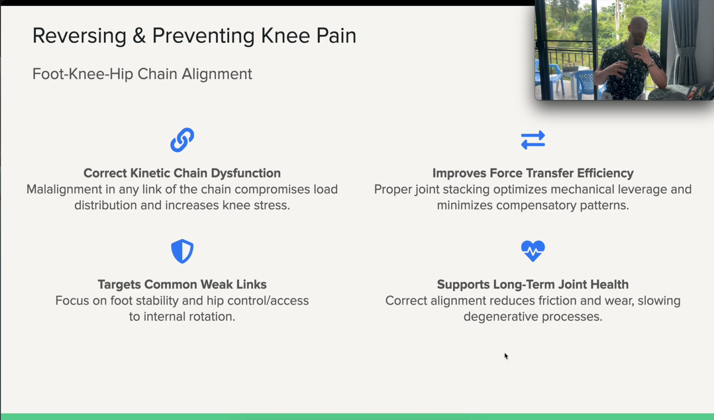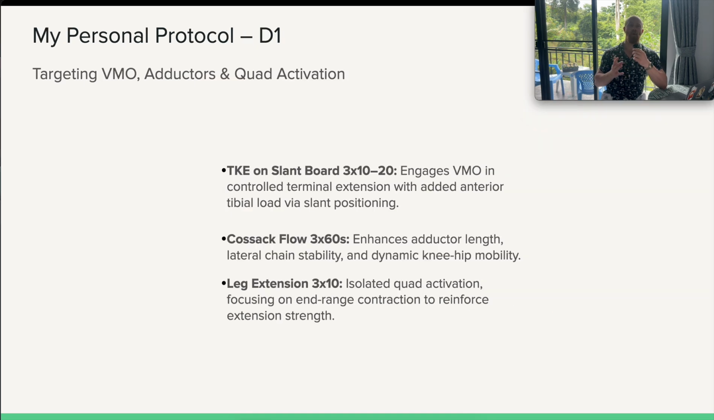So the way we're going to do this is just looking at all of the different joints. Joint stacking, correct alignment, foot stability, all these kinds of things are going to be what's affecting how strong your joints actually are and how capable they are whilst you're performing any kind of activity. This is the personal protocol that I used to actually get out of knee pain. It was something that I was suffering with quite a bit, and it was really giving me issues at the time.